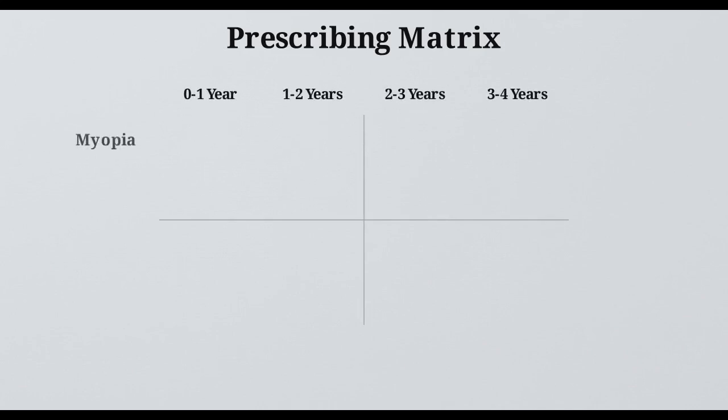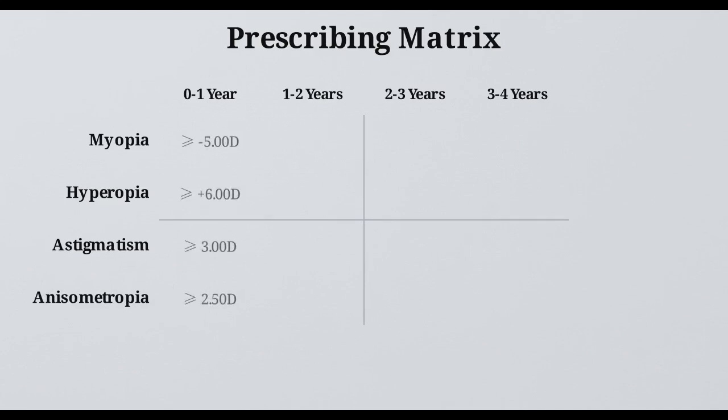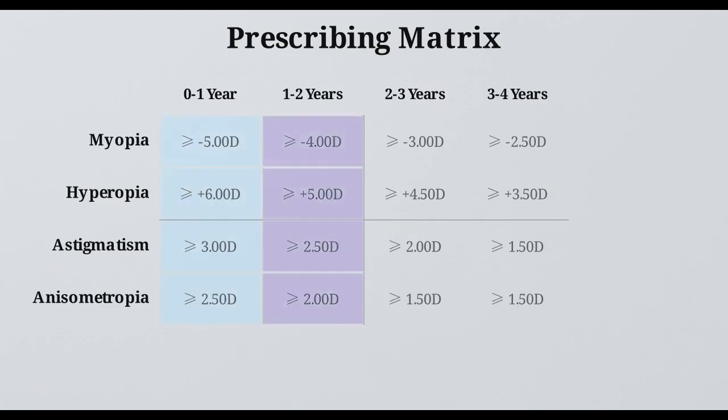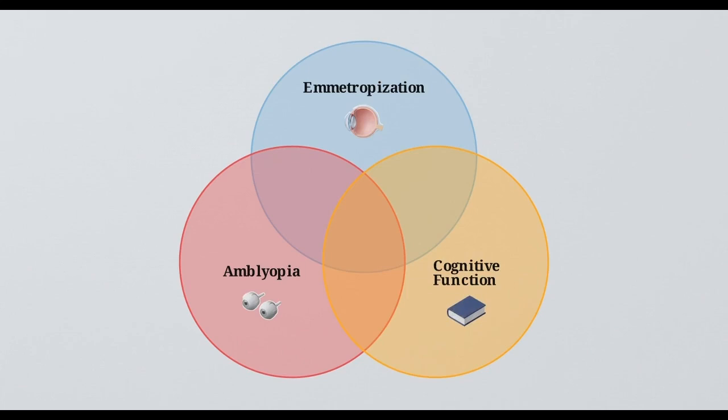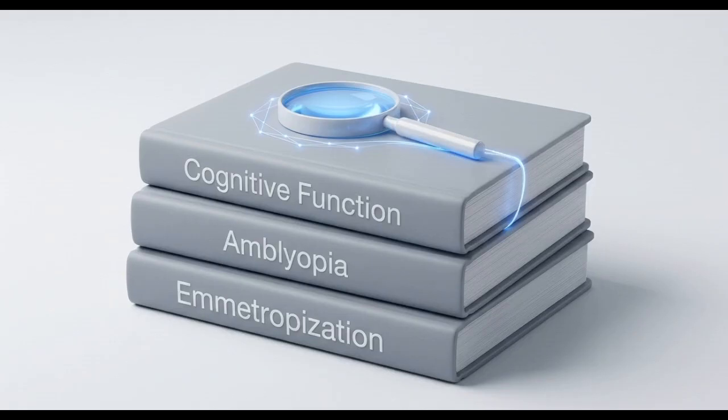It maps developmental age brackets against the primary refractive conditions: myopia, hyperopia, astigmatism, and anisometropia. Across every condition, the dioptric thresholds for clinical intervention drop as the child grows older. The criteria for prescribing become more aggressive with age. These shifting thresholds represent a balance between three competing biological pressures: the drive for emmetropization, the risk of amblyopia, and the requirements of cognitive development. To apply this model effectively, we must examine the specific literature that defines each of these three forces.